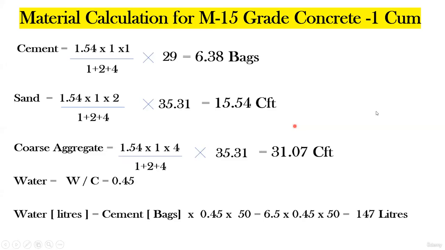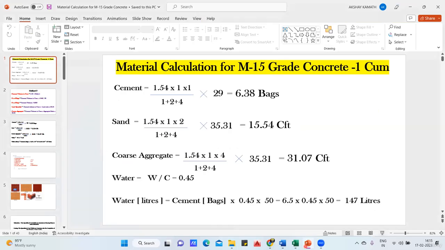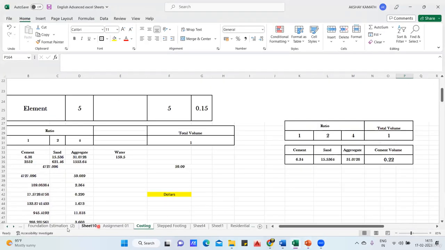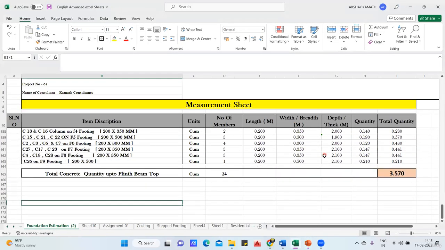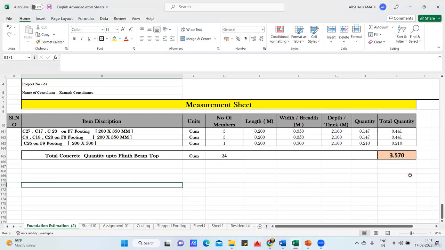Hello civil engineers, welcome back to the lecture. In this lecture we'll see how the material calculation is to be taken care of. If you remember, so far we have done the complete estimation. We have finally taken out all the quantities that are required.